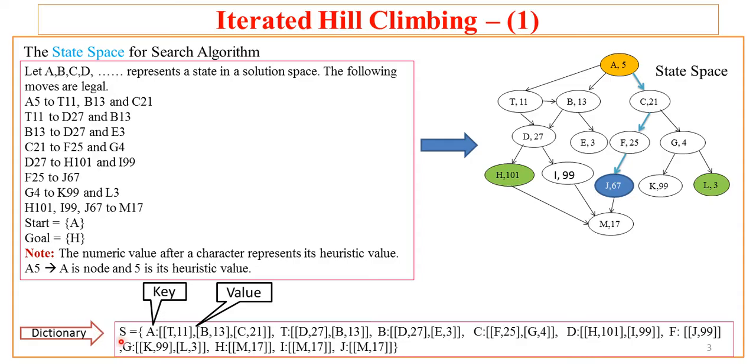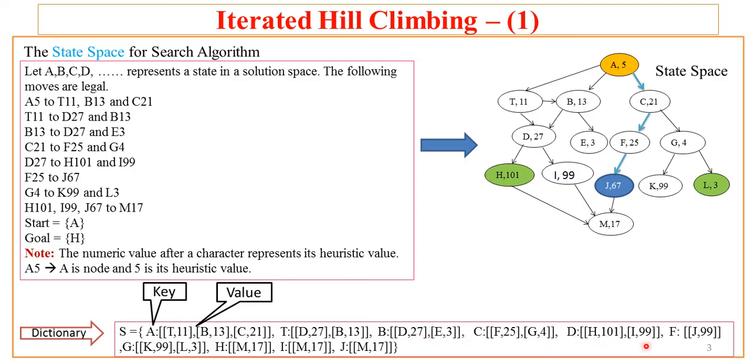So here Python dictionary is used. So here S is the list of successors, wherein the list elements are represented as the dictionary elements. So here in dictionary there is always a key value pair. So A is the node which is a key, and the values of this key are the nodes which are successors of node A. Now the successors of node A are T, B and C. Similarly, for the given node T, the successors are D, B. For B it is D and E. For C it is F and G.